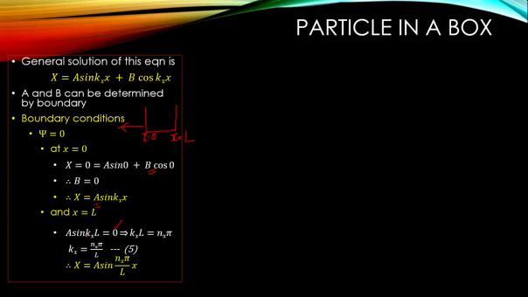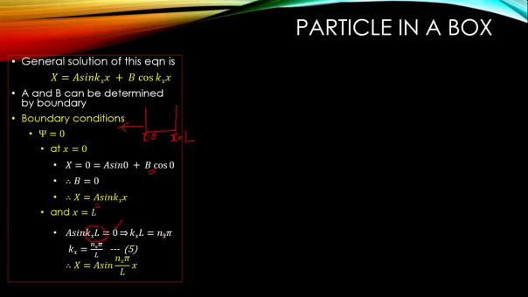Okay, so if a sine term, sine of something is 0, A cannot be 0. Why? A is the amplitude. Without amplitude we have no existence, the wave function has no meaning. So A must be a non-zero value. So the only possibility is that the sine kx L can be 0. So when would sine of some factor be 0? Only if that factor is 0 or pi or 2 pi or 3 pi, etc.